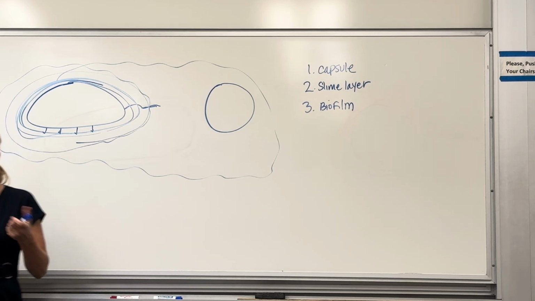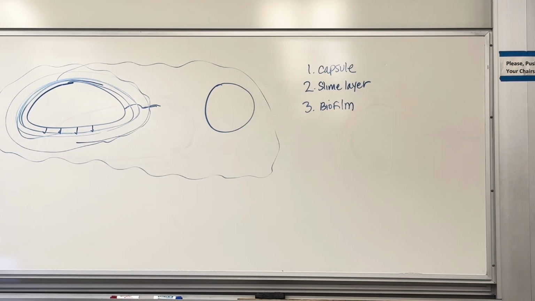That's all it is. It's like sugars that they spit out to help them stick to surfaces. So it's not really a part of their actual structure. Does that make sense? Okay, so that's what a glycocalyx is. We're gonna talk more about plasmids. I'll just run through that really quick.